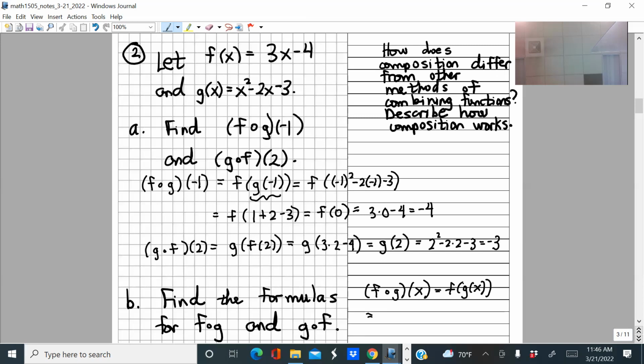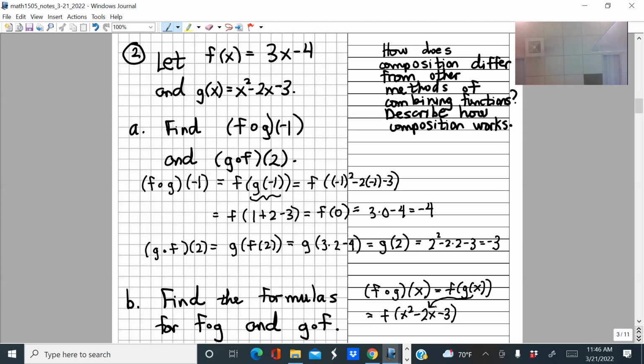Work inside out here now, okay? So what's g of x? Well, I have a formula for g of x, right? It's x squared minus 2x minus 3. So don't forget the f is on the outside here. So you get x squared minus 2x minus 3 inside the parentheses. All of that is g of x.